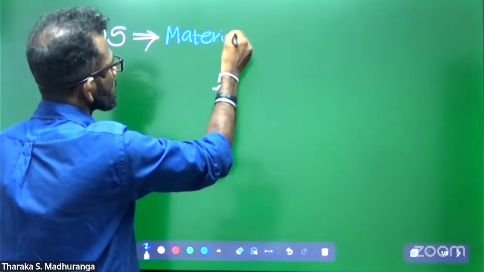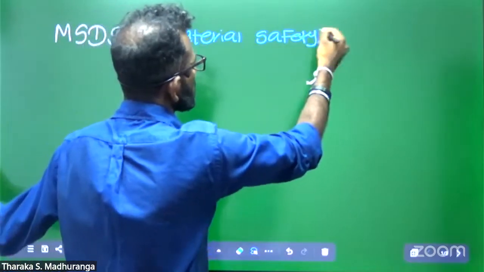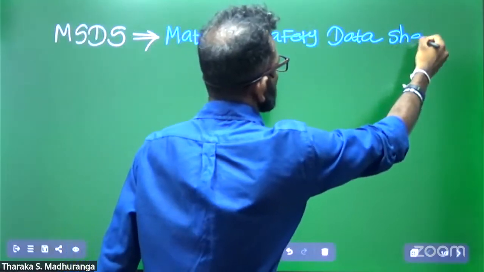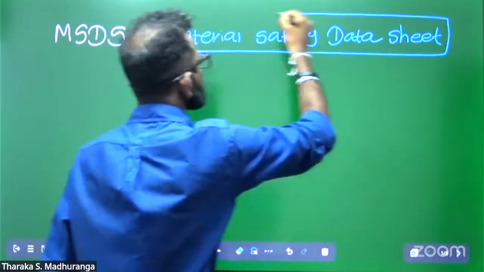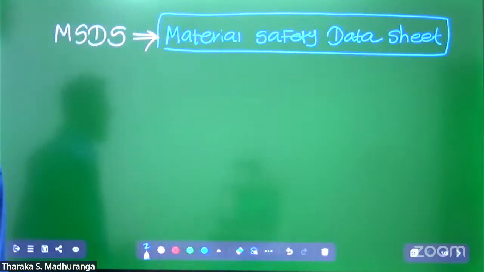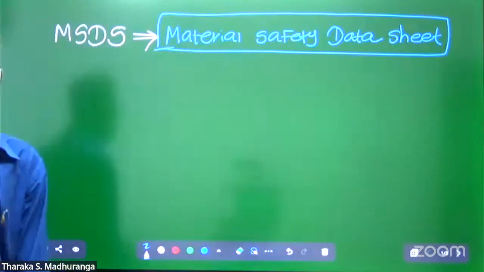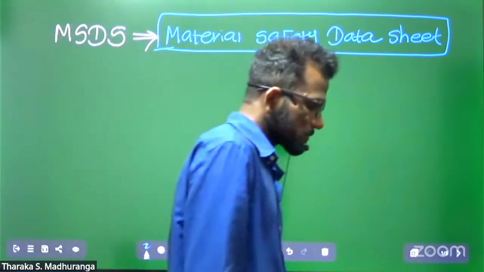Material safety data sheet. Material safety data sheet is the meaning of the MSDS. MSDS meaning is material safety data sheet.